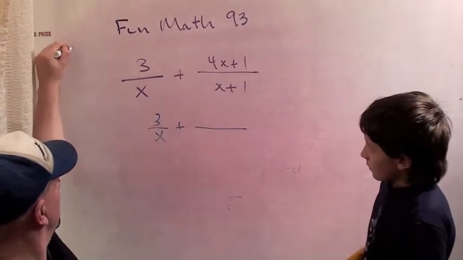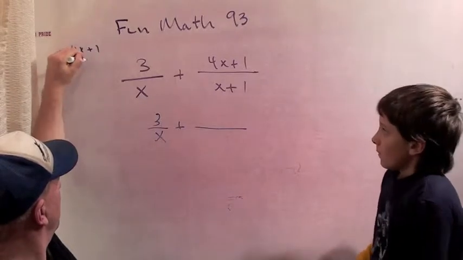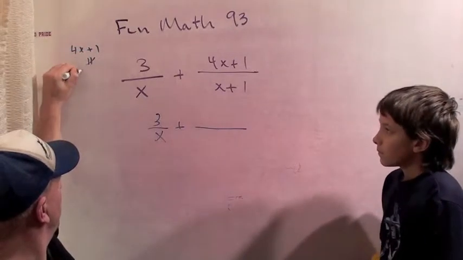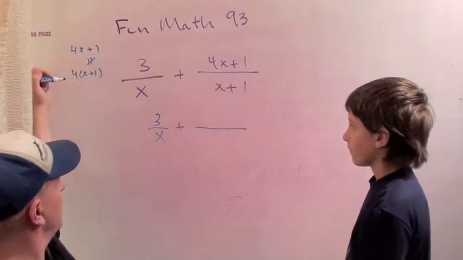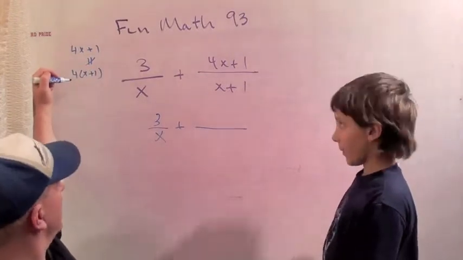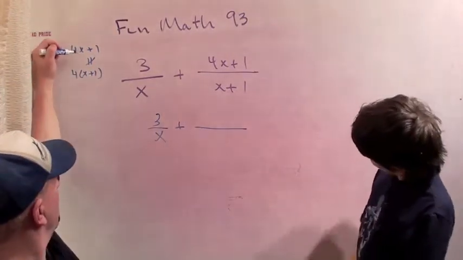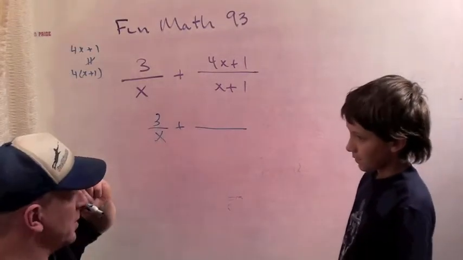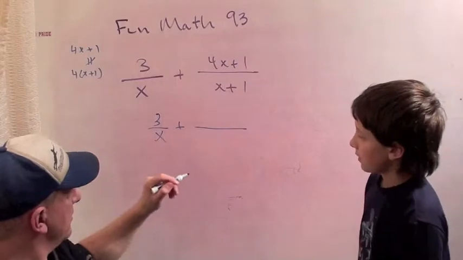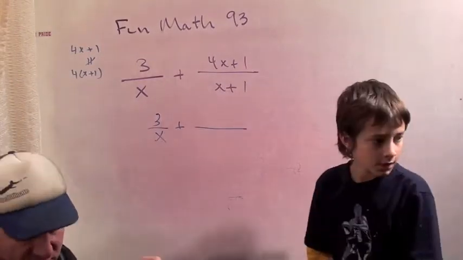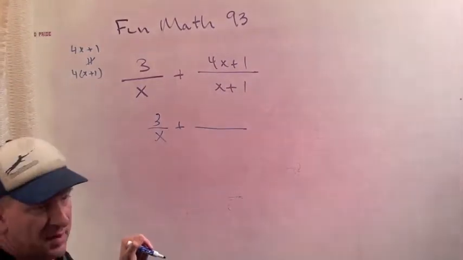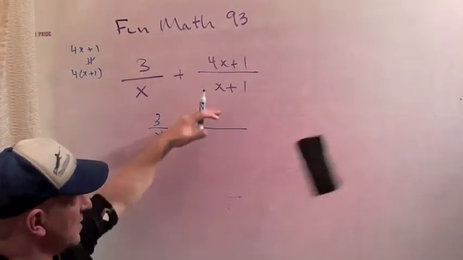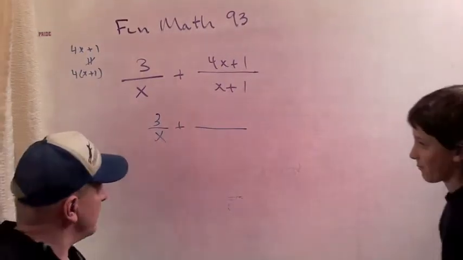4x plus 1 does not equal 4 times x plus 1. And you can just check that by plugging in x equals 1. 4 plus 1 is 5. 4 times 2 is 8. So this is simplified right from the start.